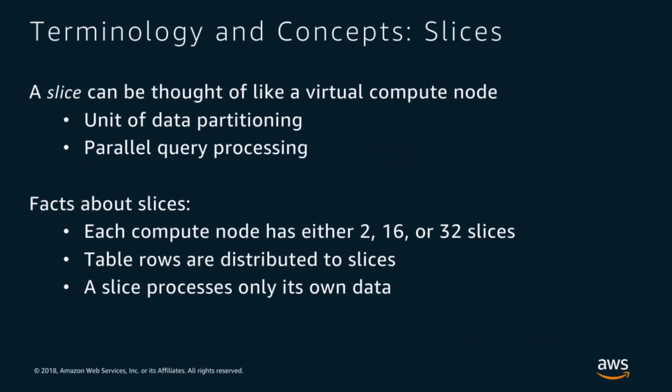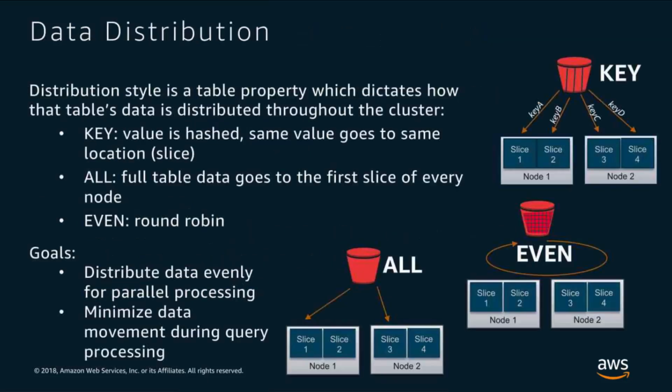This next piece of terminology is very important. It's what we call slices. Slices are basically like virtual compute nodes, and it's how we get parallelism within each one of our individual Redshift clusters. All of the data that you store in Redshift is written to a particular slice. Each slice has associated with it a set of compute processes, and those will only operate on the data that belongs to it. So that leads into how we determine how the data is distributed.